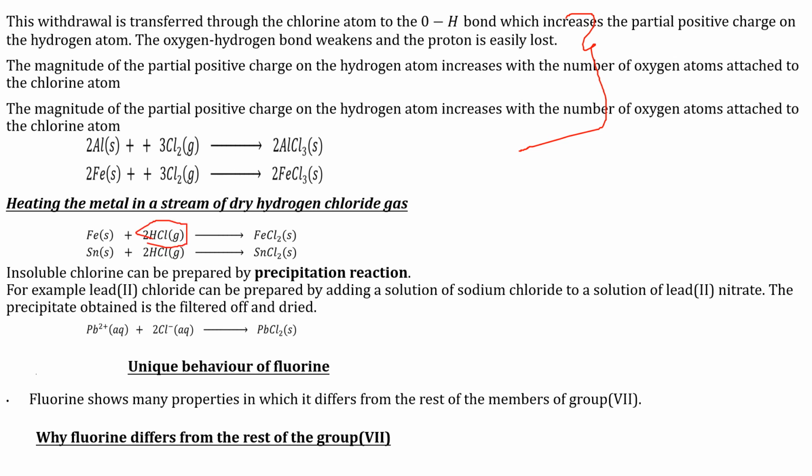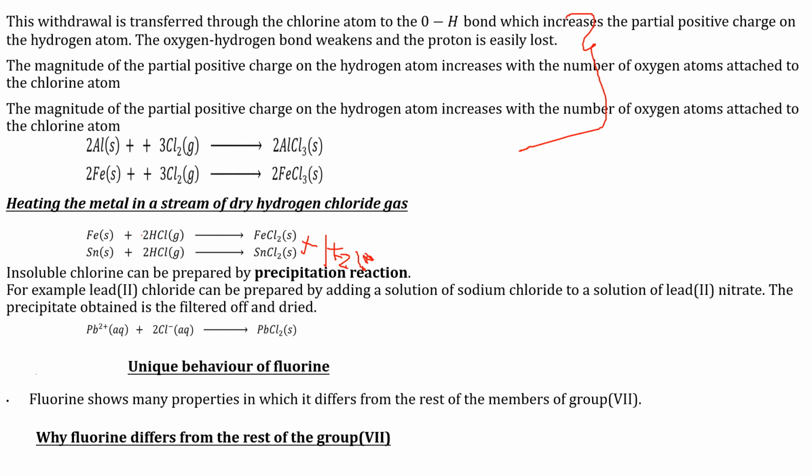So when you heat iron with hydrogen chloride gas, you are going to get iron(II) chloride. Now there is plus hydrogen gas here that I didn't include. Hope you recognize that mistake. There is plus hydrogen gas on each of them.